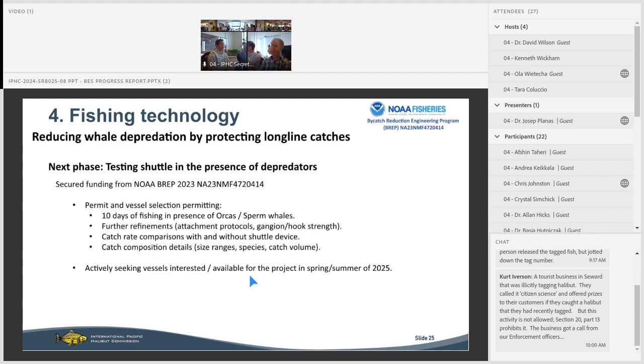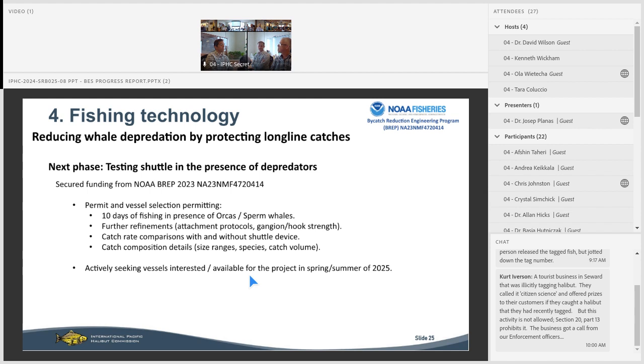The catch protection study, we have grant money to go out and continue further testing on the shuttle device. This is the device that slides down the ground line, fish enter one end, they're removed from it, and they ride up inside the protective device to prevent whales from eating them.